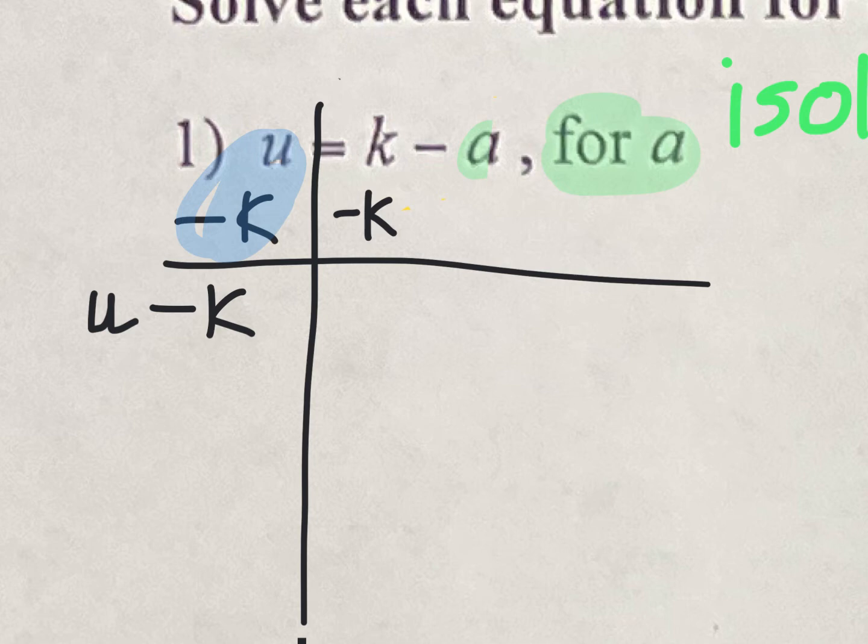So now my question for you is, what, pray tell, mathematicians, is still left on this side of the equal sign after I got rid of the K? Okay, I got an A. Oh, I love that you guys said negative A and not just A, because yes, there is a negative still in front of that A.